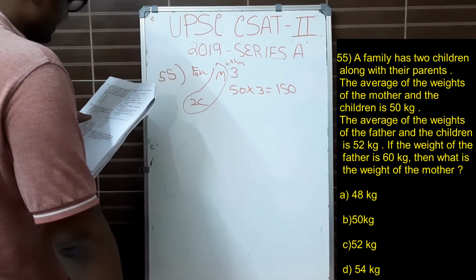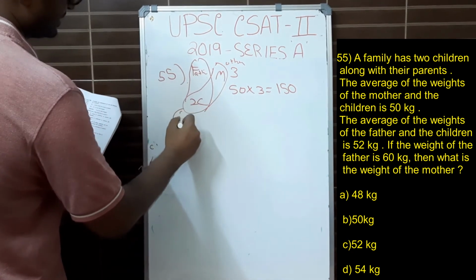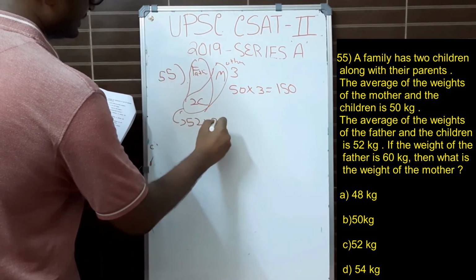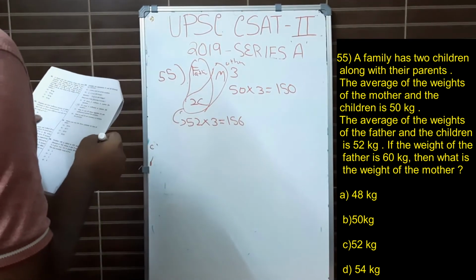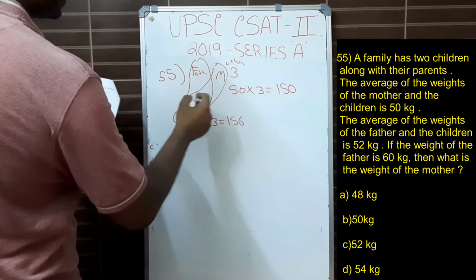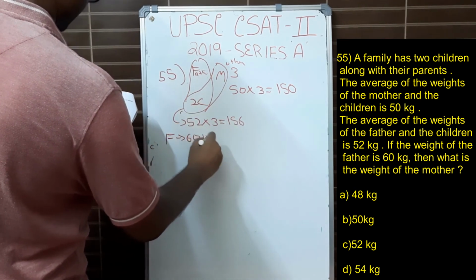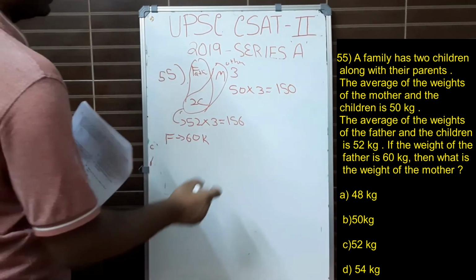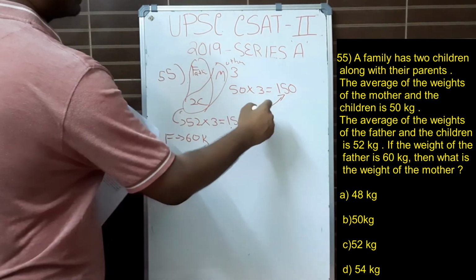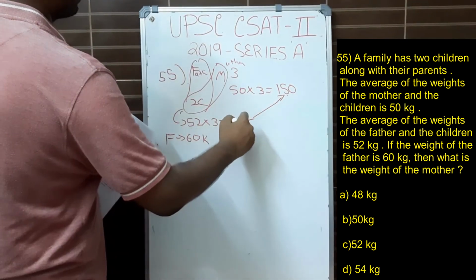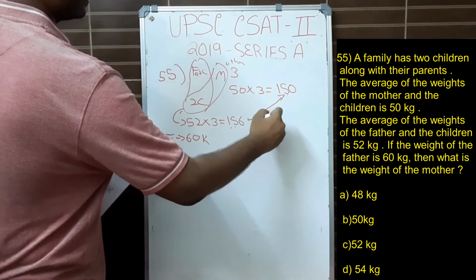The average of the weights of the children and the father is 52 kilos. So if we do it this way, then it would be 52 into 3 is 156. If the weight of the father is 60 kilos, so this father is 60 kilos. What is the weight of the mother? See, the only difference between this and this is the father and mother. Here you have mother, here you have father. So the difference between these two is the difference between the father and the mother.